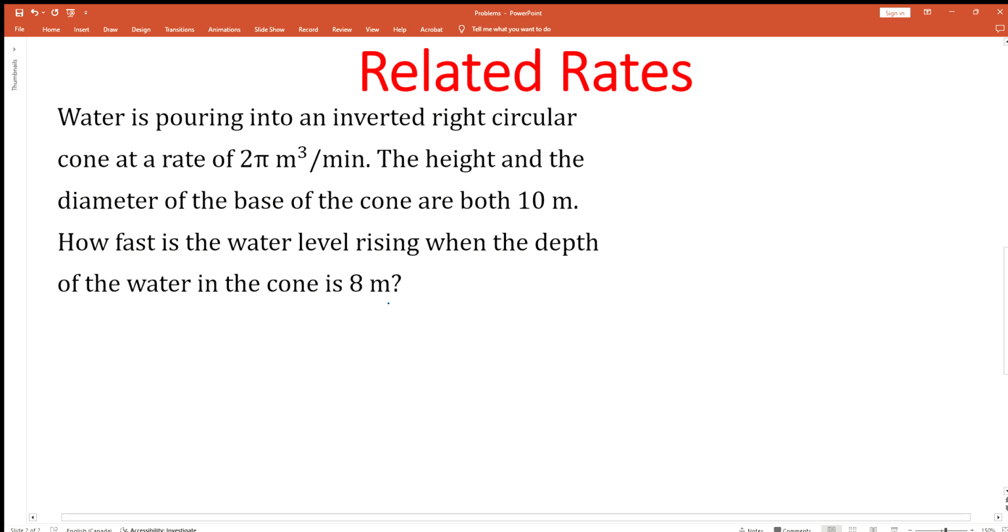The first step is to draw a diagram for this problem to understand what's given and what we need to find. As per the problem, water is pouring into an inverted right circular cone. So let's draw an inverted right circular cone. The height of the cone is 10 meters. The diameter of the base of the cone is 10 meters. That means the radius of the base is 5 meters. Water is pouring into this cone.